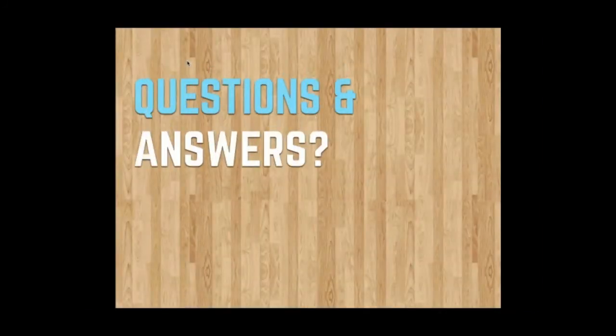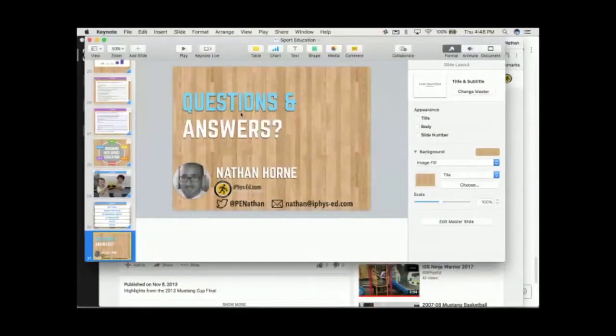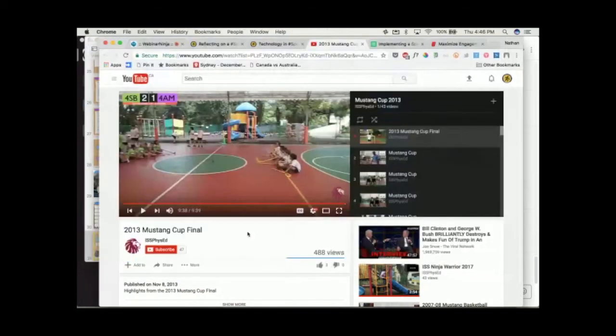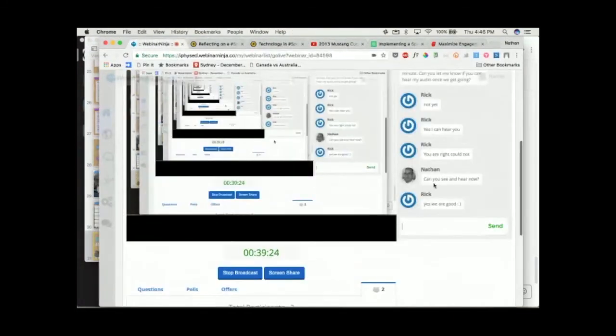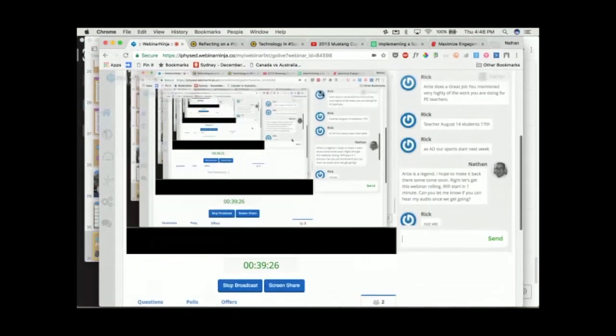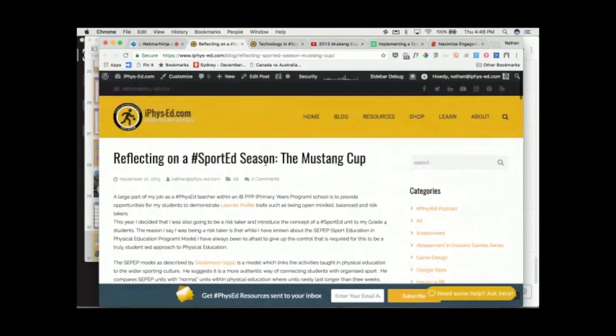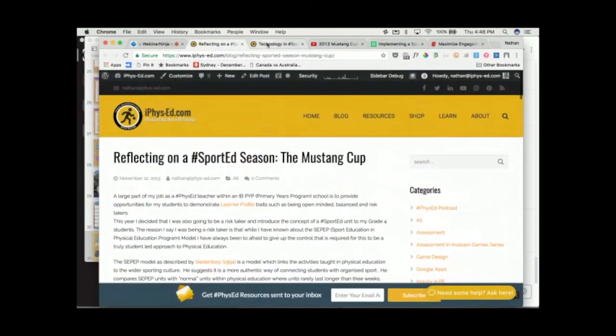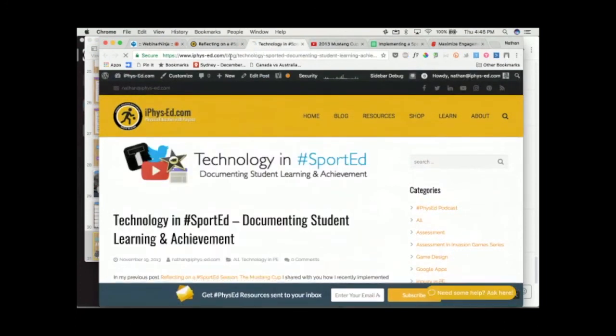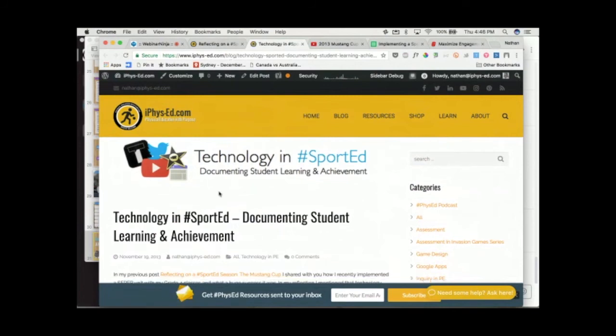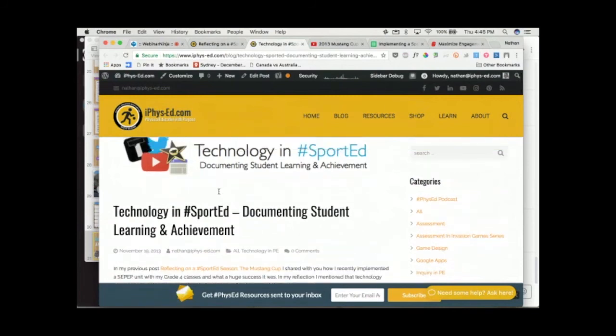So that was a very, very quick overview of my experience of the sport education model. I'm going to share with you in a second some other resources that you can go to. So as I said, I will share these two blog posts about the sport ed season that I ran, reflecting on the sport ed season, and then technology, how we use technology to document student learning and achievement.